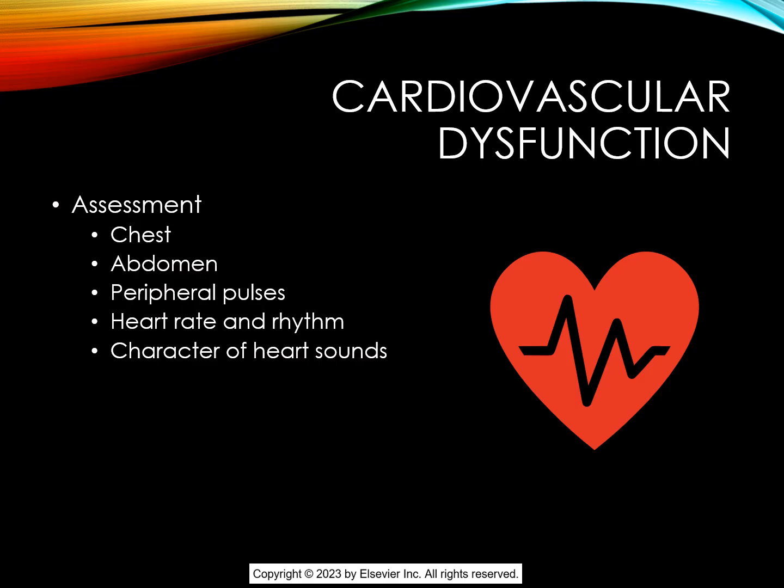Also, you're going to look at their chest, to see if they have any pulsing, if you see the heart pulsating in their chest, if you see the jugular venous distension. You're going to look at their abdomen. You're going to feel for their peripheral pulses. Are they strong? Are they weak? If they're weak peripherally, so you have a weak pedal pulse, then you move up the legs to the popliteal pulse, and then the femoral pulse to see where the strongest pulses are.